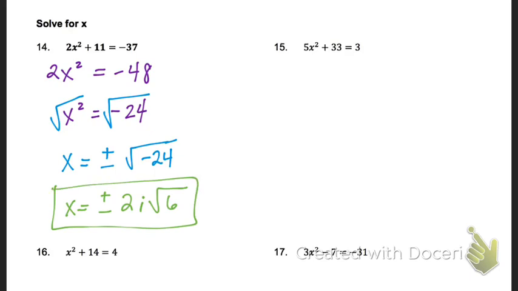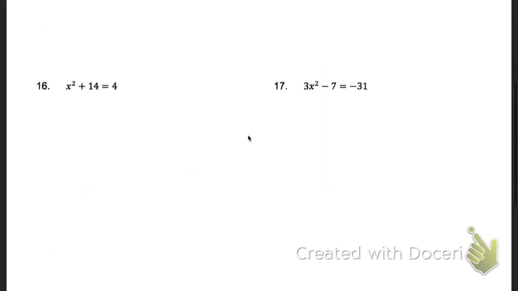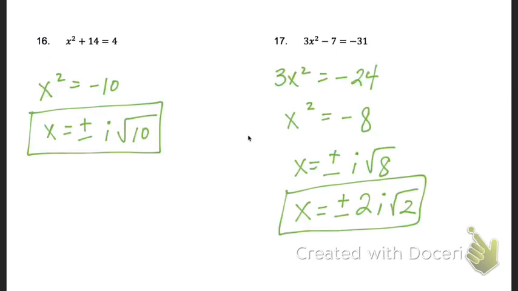I want you to try 15. Okay, for this one, plus or minus i root 6. There's no perfect square I could take out of this one. All right, try number 16. For 16, plus or minus i root 10, and then 17, plus or minus 2i root 2. This is just solving by square roots, pretty simple.